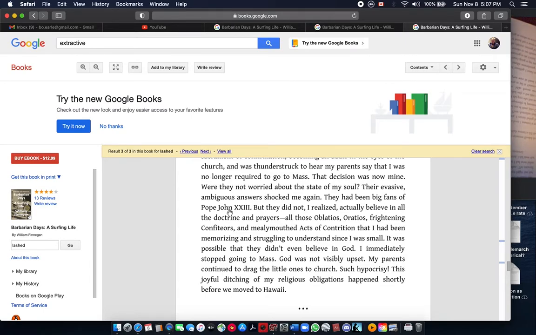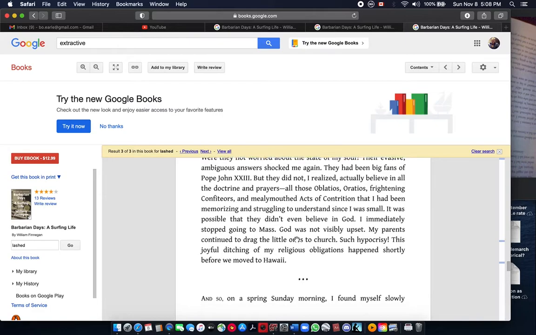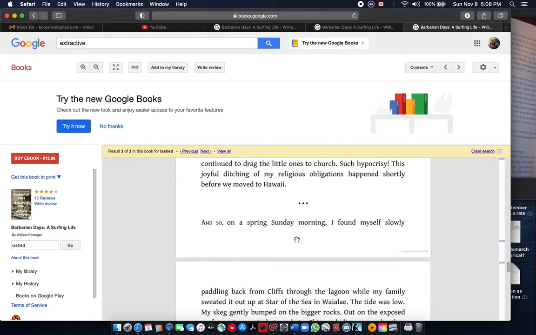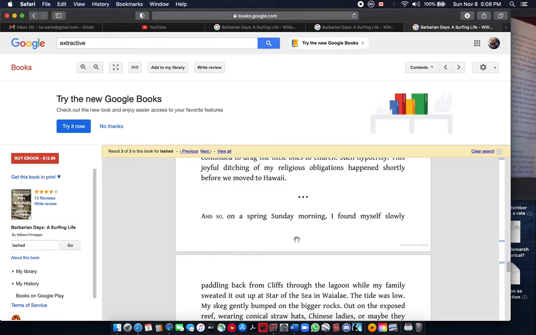I immediately stopped going to Mass. God was not visibly upset. My parents continued to drag the little ones to church. Such hypocrisy. This joyful ditching of my religious obligations happened shortly before we moved to Hawaii. And so, on a spring Sunday morning, I found myself slowly paddling back from cliffs."